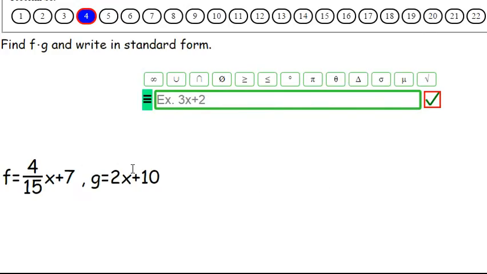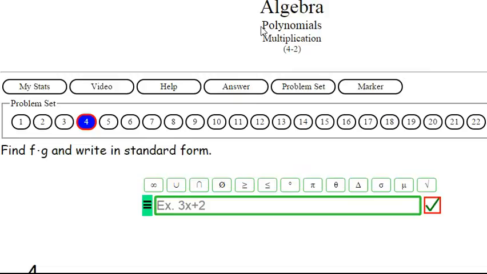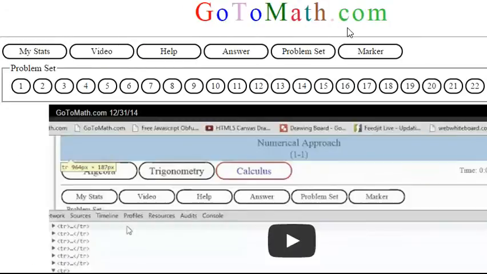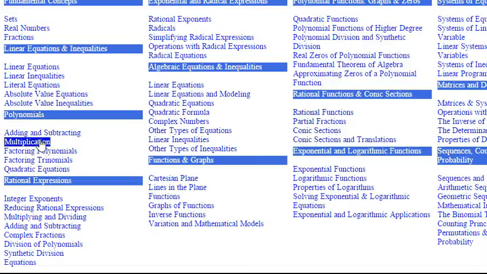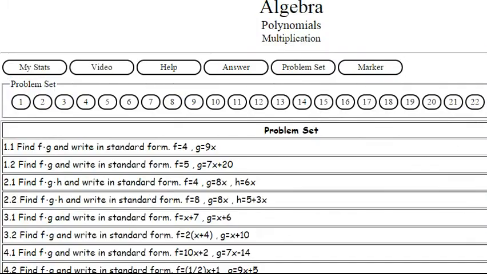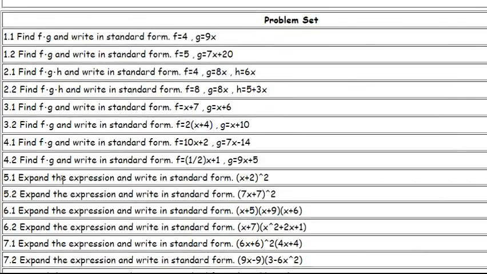Okay, so we're over here at gotomath.com doing multiplying polynomials. Hey, we're over at gotomath.com. Click on the algebra. Let's go down to multiplication. And I believe we're looking at 5.1.